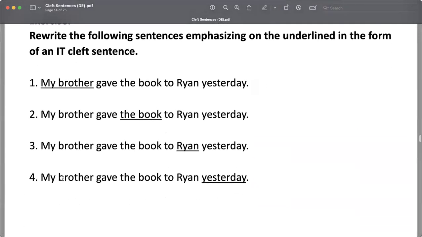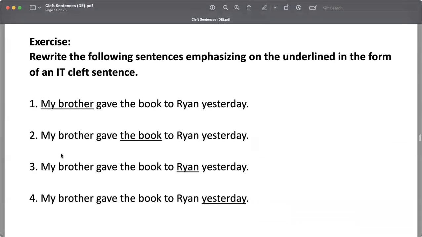So I have given you an exercise so you can clearly identify this. Rewrite the following sentences, putting emphasis on the underlined part, in the form of it cleft sentences. Right, so this is what you have to do. My brother gave the book to Ryan yesterday. So you can say it was... Likewise, you can start with that. If you need to practice it, you can screenshot and practice it at home.